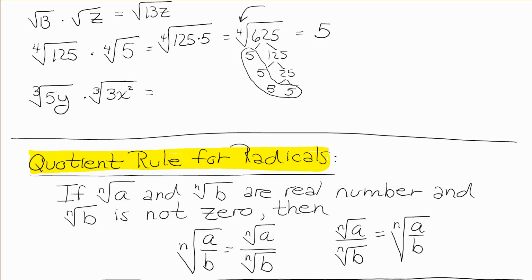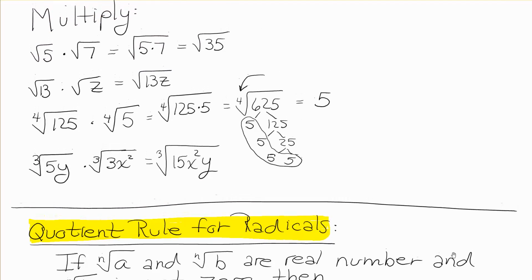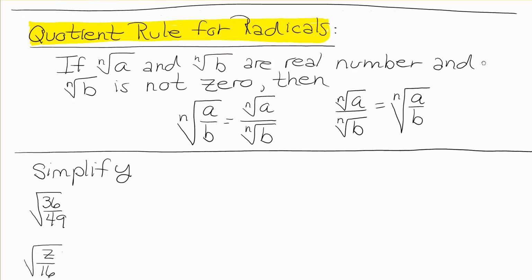The next one, we're looking for cube roots. We have 2 cube roots being multiplied, so let's combine them under one cube root sign. 5 times 3 is 15, x squared, and y. All right, 15 does not have a perfect cube root as a factor, so we can't simplify that. We don't have a group of 3 x's, we only have a group of 2 x's, and we only have one y, so that's as simple as it gets. Now, I'll page back, so if you need to copy any of those examples down, why don't you do so now? All right, we are going to move on to the quotient rule.